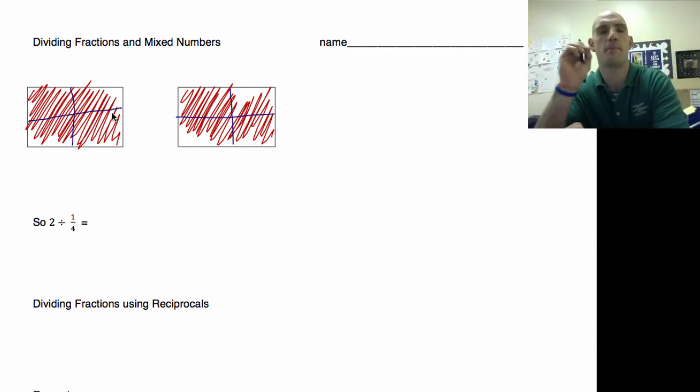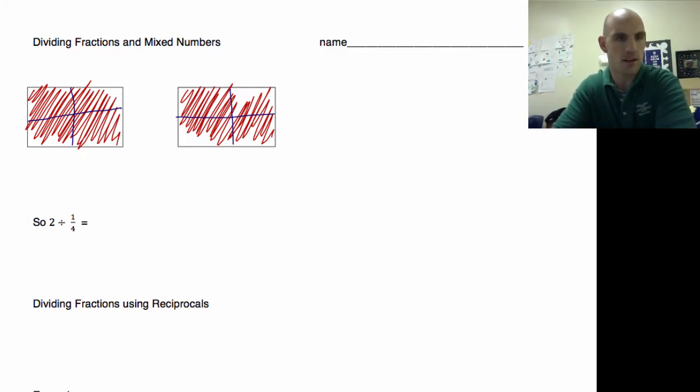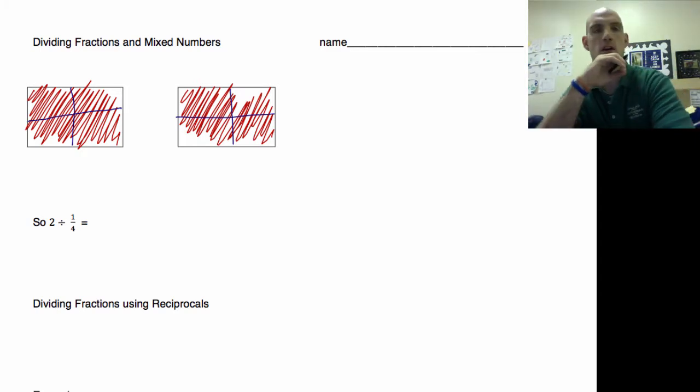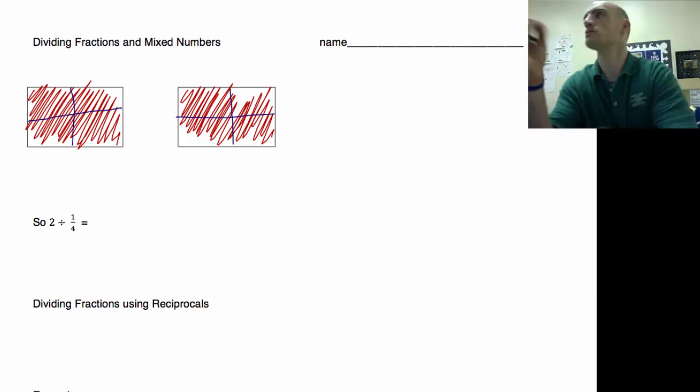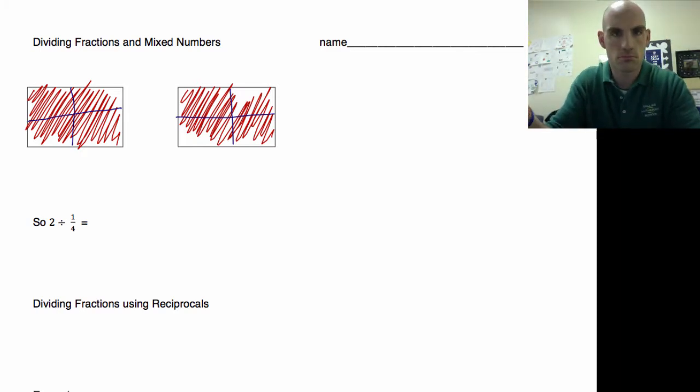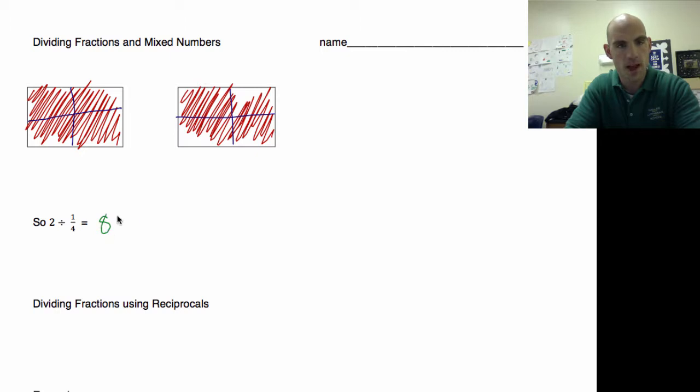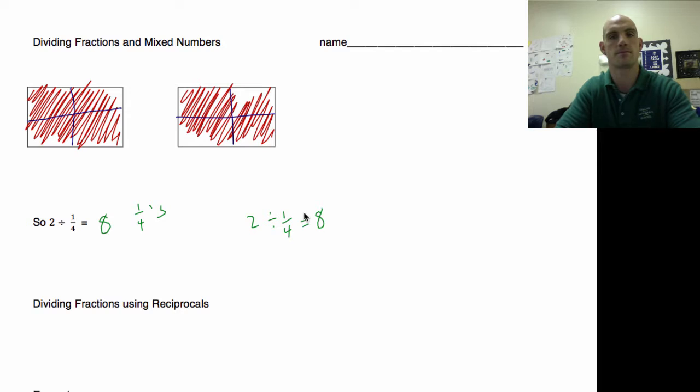Well, let's look at what that means. It's asking me how many fourths is that? Because when I divide the 2 by fourths, how many are there? Well, when I divide 2 by 1/4, I get 8 fourths. So 2 divided by 1/4 equals 8. Okay, because there's 8 pieces now.